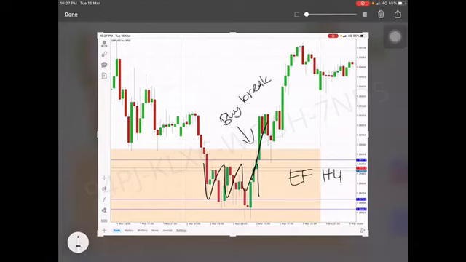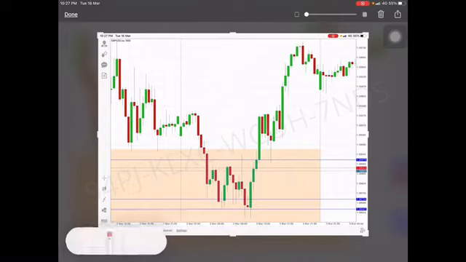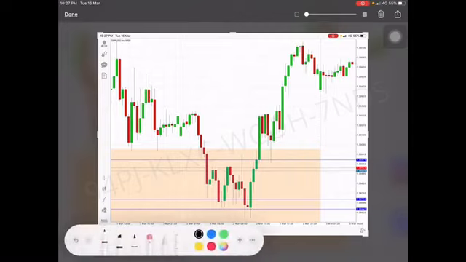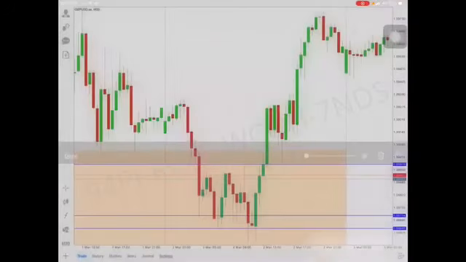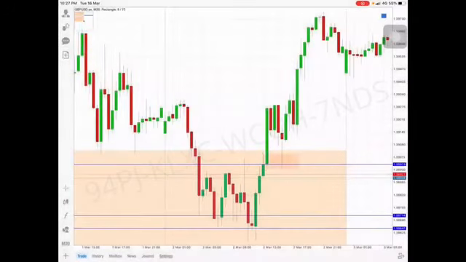So what are we looking for now? We are looking for entry. Yes, so for entry, there is an EF right here, and also a DOM area. Do you see the DOM? You see that DOM? This one. This is the DOM. So now we are on entry.